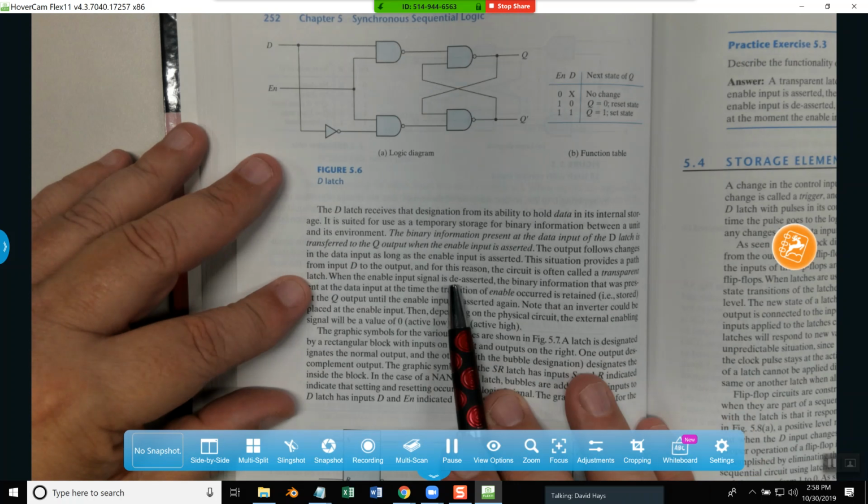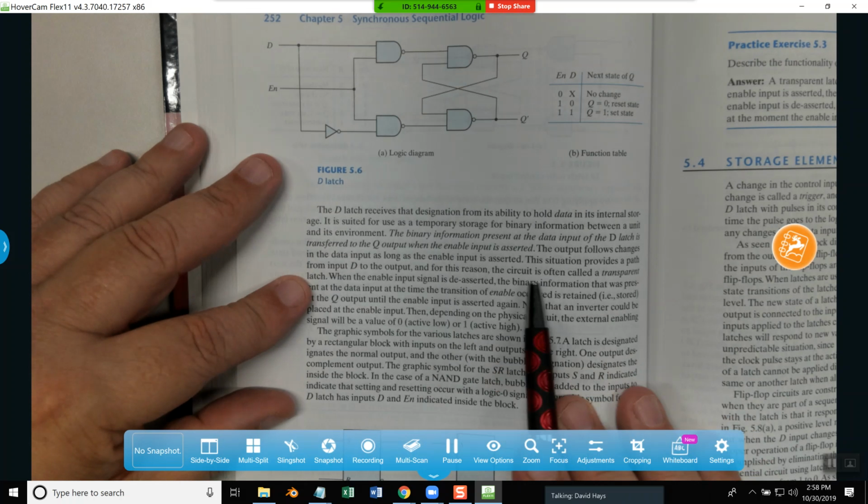Note an inverter could be placed at the enable input. Then, depending upon the physical circuit, the external enabling signal will be a value of 0, active low, or 1, active high.